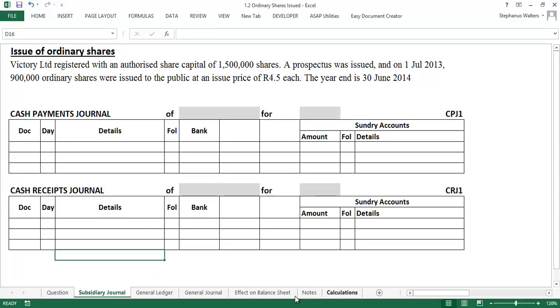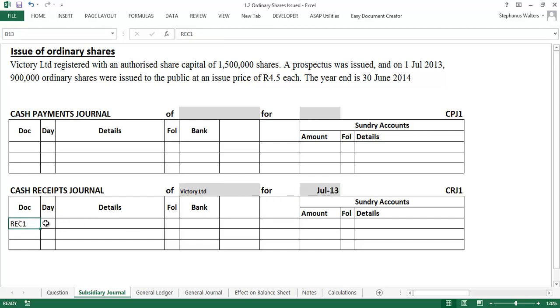So which journal is going to be affected with this transaction? We issued shares, we obtained financing, we obtained cash. So my cash journals are affected. And the specific one affected here is the cash receipts journal. Right, we didn't give out any money, we received money. So this is the cash receipts journal of Victory Limited. And it's for the month of July 2013.